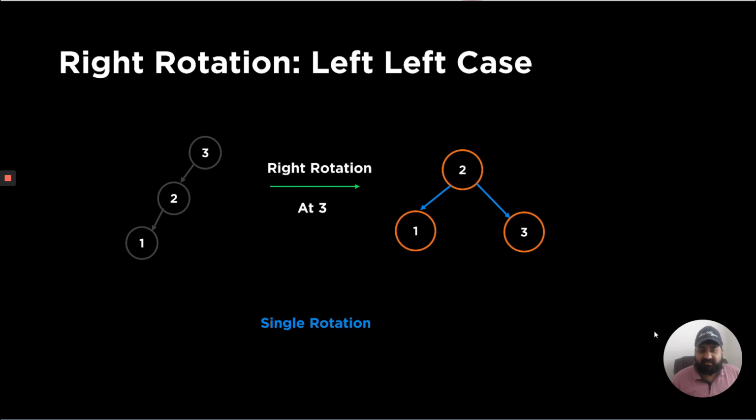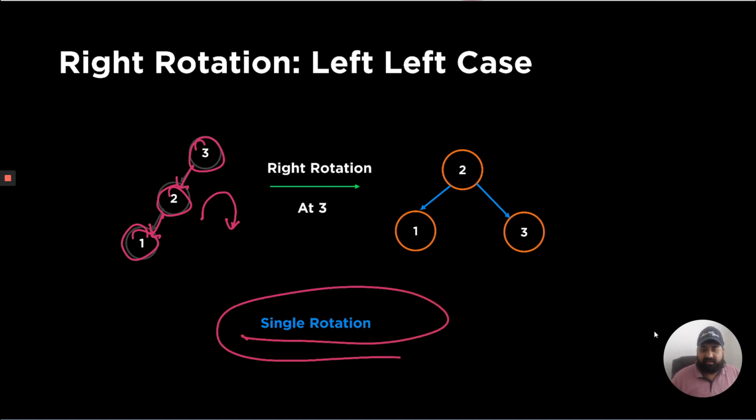The next case is the right rotation, which is the left-left case: you have this node, another node on the left of this, and another node on the left of that. So in this case, we right rotate at 3, or rotate clockwise. We get 2, 1, 3, which is our goal state in just one rotation. So it's a single rotation case.